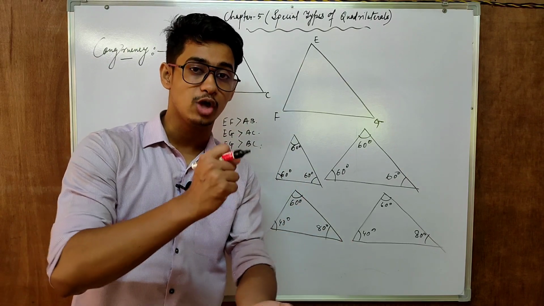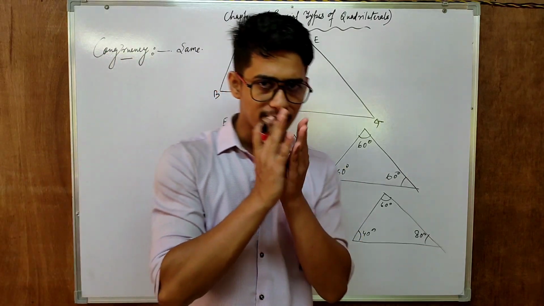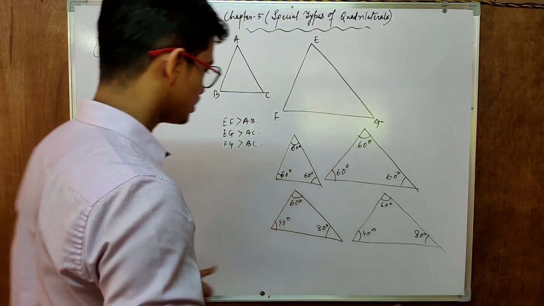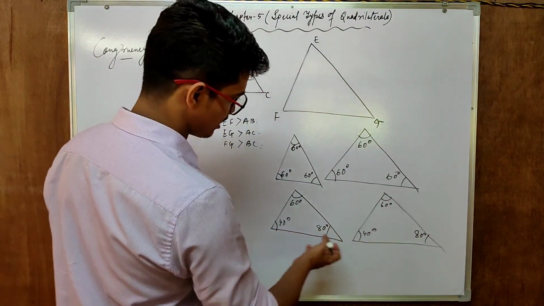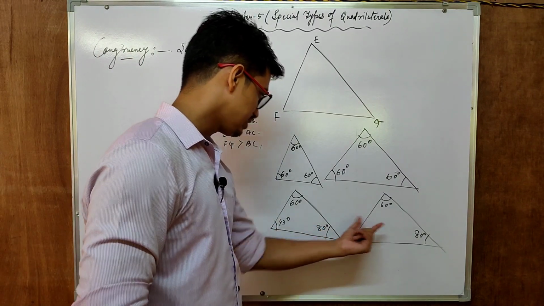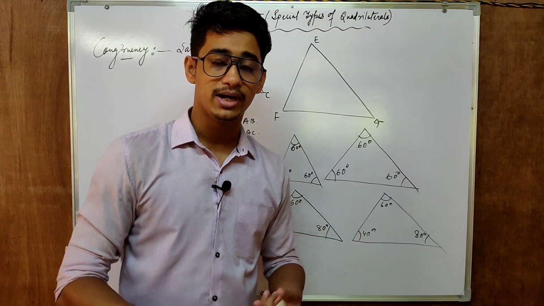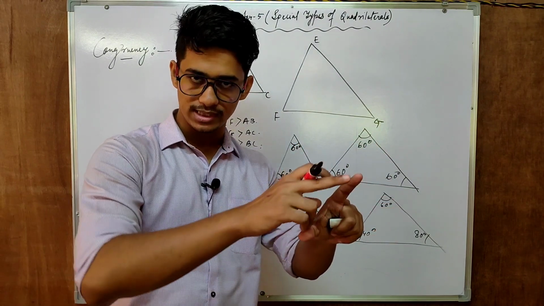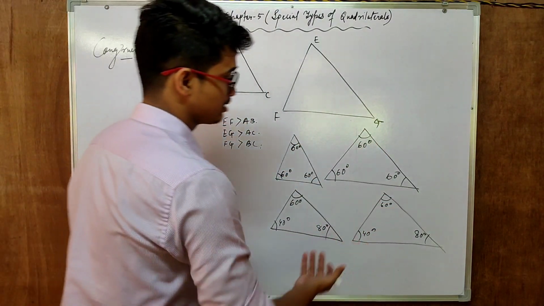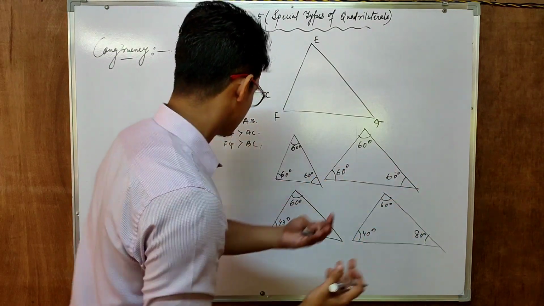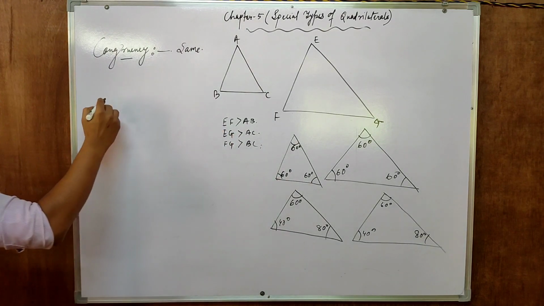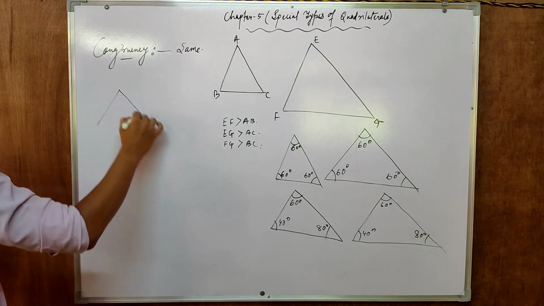But congruency does not mean that you only compare the angles. We have to compare the sides also. Right now I have drawn these two figures randomly, but if you measure them using a ruler, then you can say whether they are same or not, right? But let's say hypothetically, let me draw one more figure for you. Let's say these two figures.